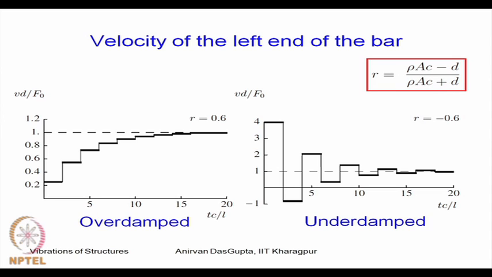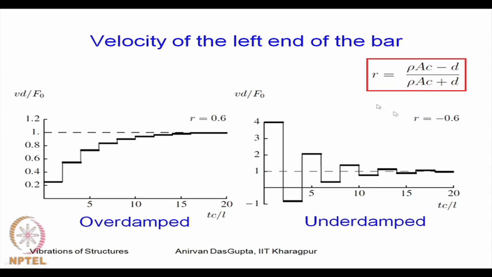Whatever we have discussed till now, I have plotted here in these two graphs for two values of r. I have written the definition of r here. So, r can be positive or negative depending on the value of d. If d is less than rho over c, then r is positive, and in that case what we observe is something like an overdamped behavior. What we are plotting is the velocity of the bar with time. The velocity achieves the steady state like an overdamped system.